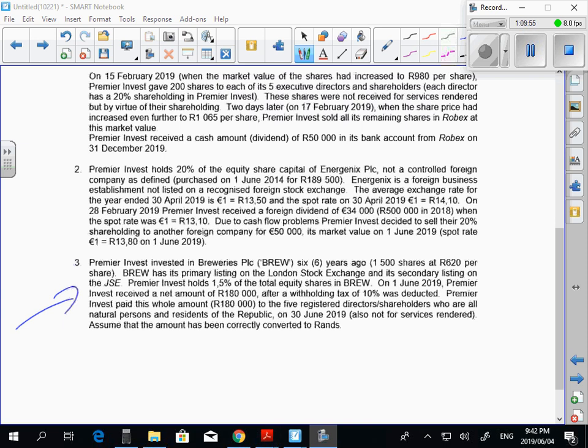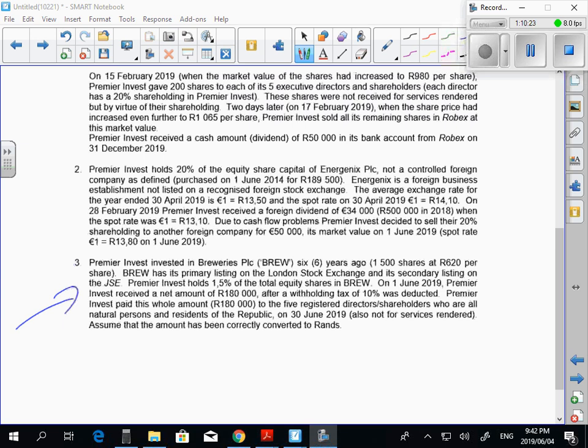Okay, so let's go. It says Premier invested in Breweries PLC, Brew, 6 years ago, 1,500 shares at 6.20 per share. Brew has its primary listing on the London Stock Exchange, secondary listing on the JSE. So what happens with your listed shares, guys? Treated as a local dividend. So even though this is a foreign company, what happens when it declares a dividend to you? It's still treated as a local dividend, but there's a trick with this.